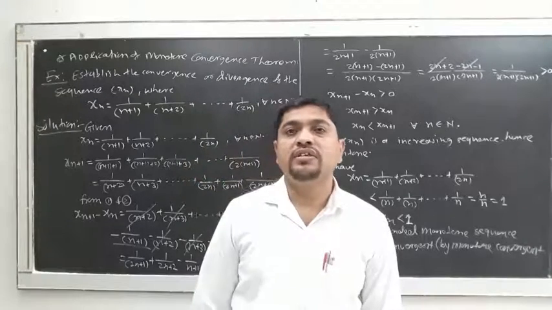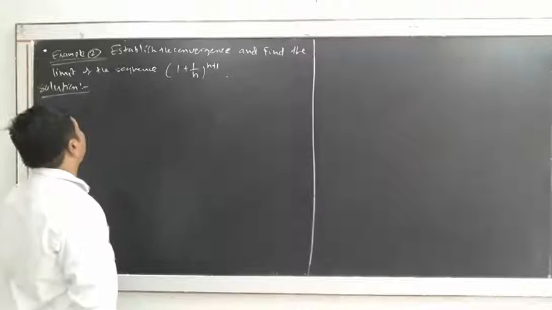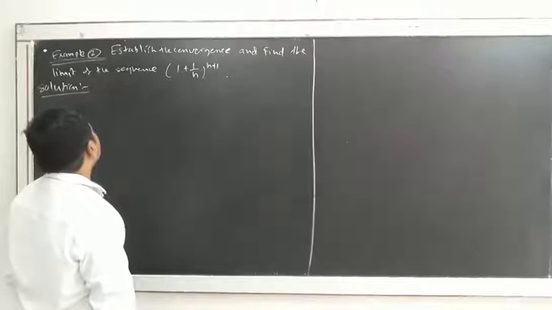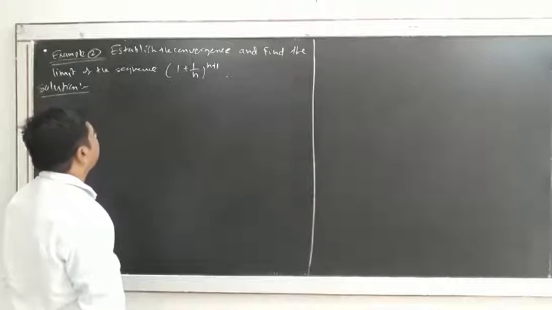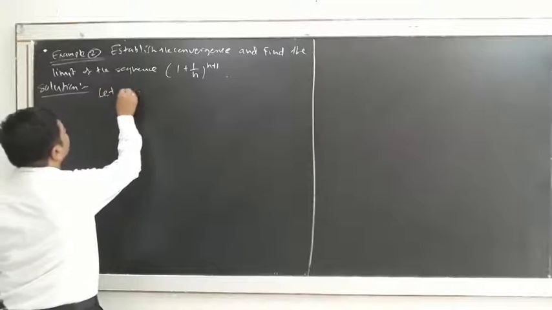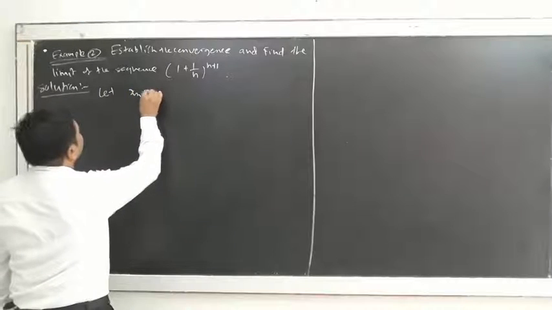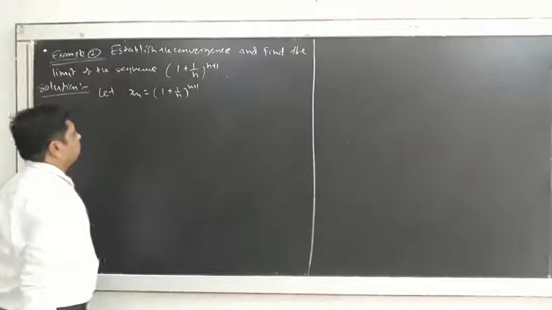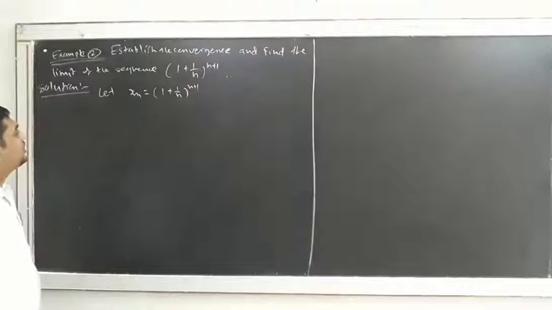Similarly, we solve the second example. Okay, so we solve one more example. That is, establish the convergence and find the limit of the sequence 1 plus 1 upon n raised to n plus 1. So we assume xn is equal to 1 plus 1 upon n raised to n plus 1.